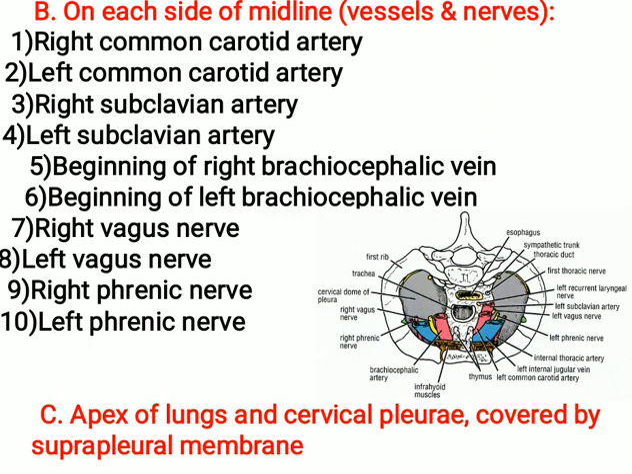This is on the midline. We have the veins, the arteries, then we have the nerves. Right common carotid artery, left common carotid, right subclavian and left subclavian artery. Then the beginnings of the right brachiocephalic vein and the left brachiocephalic. These structures are located on two sides. So when you mention right, there is absolutely the left. If it is the right common carotid artery, then there is the left common carotid artery on the left side.